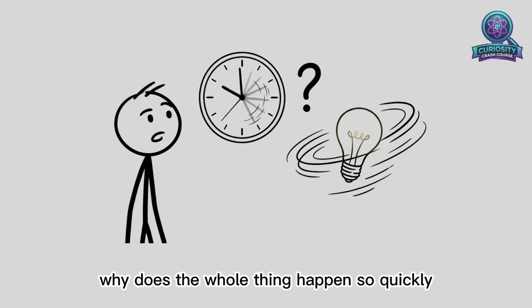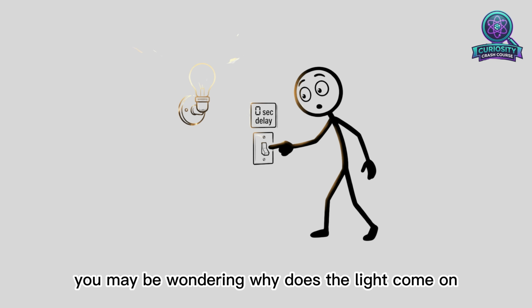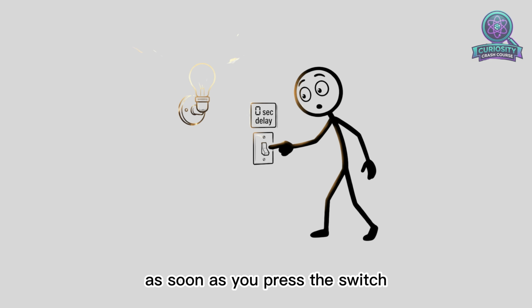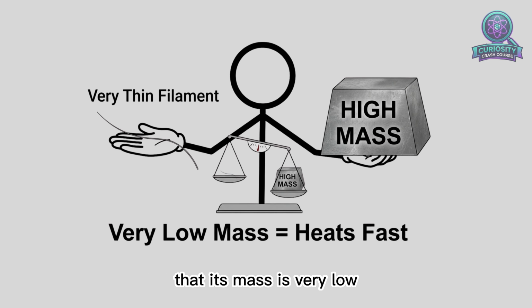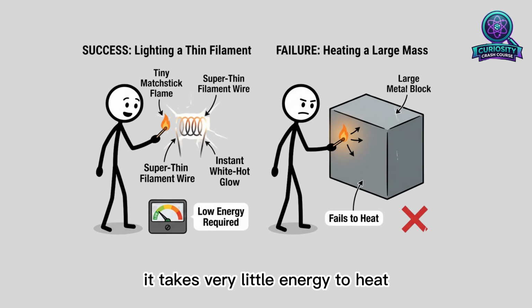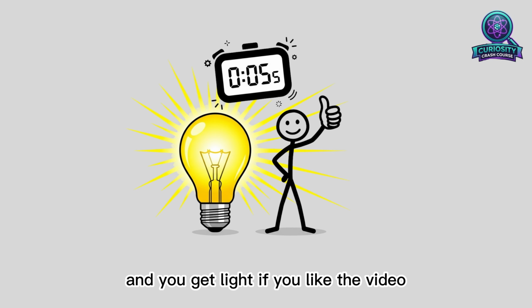Why does the whole thing happen so quickly? You may be wondering, why does the light come on as soon as you press the switch? This is because the filament is so thin that its mass is very low. It takes very little energy to heat an object of low mass. The whole process is completed in just 0.05 seconds, and you get light.